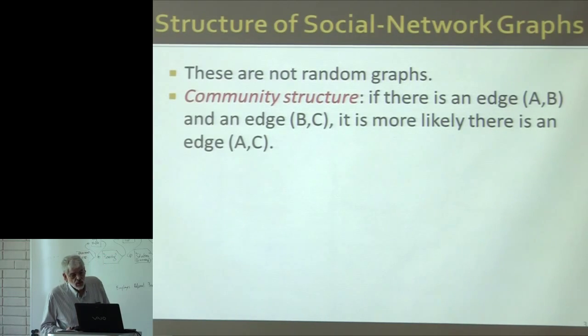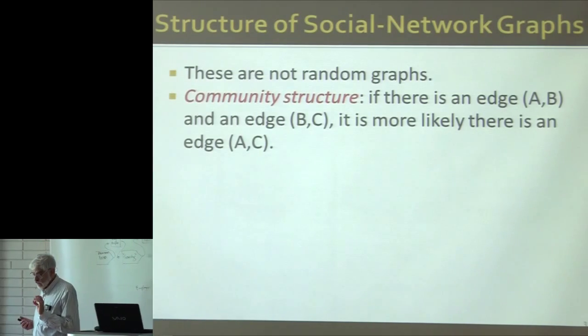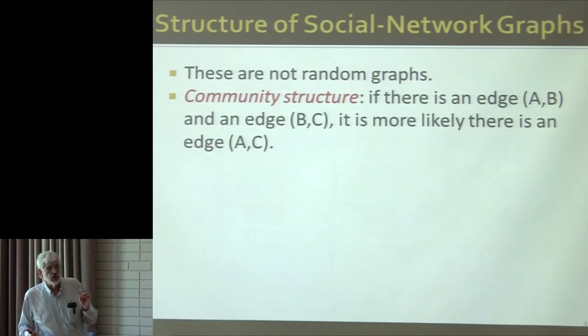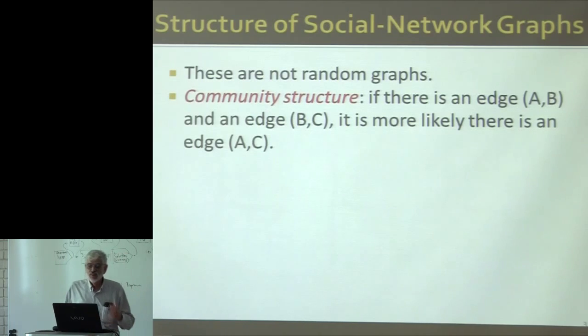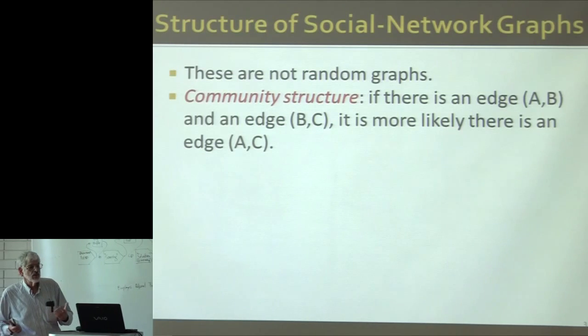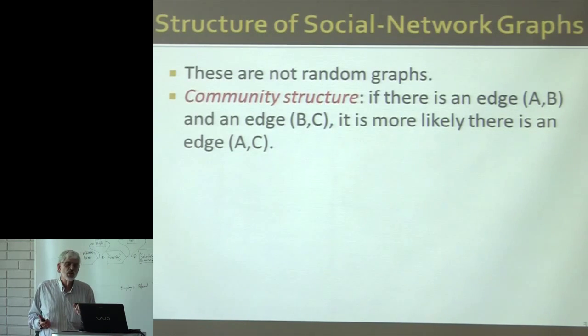Anyway, the thing that makes these graphs different from the classical Erdős random graph theory is that there is community structure. You can think of it this way: the transitivity is going to give you a lot more edges than you would expect. So if there's an edge from A to B and an edge from B to C, it's more likely than average that there will be an edge from A to C. And that's the real property of a social network graph.